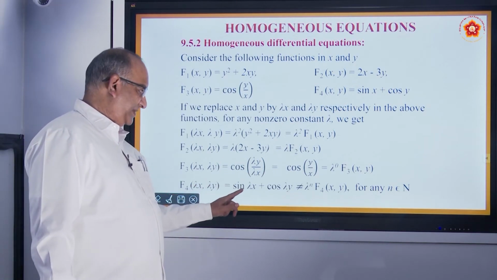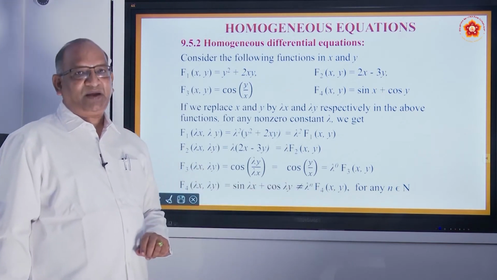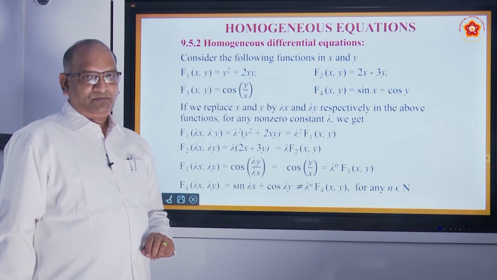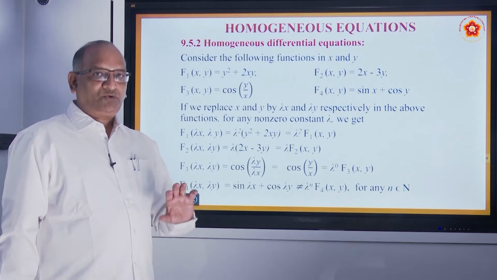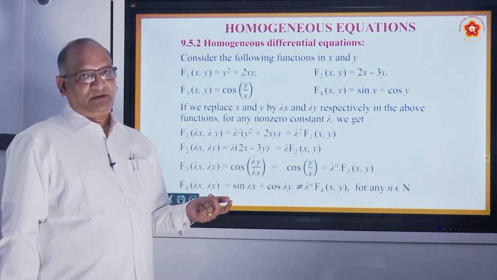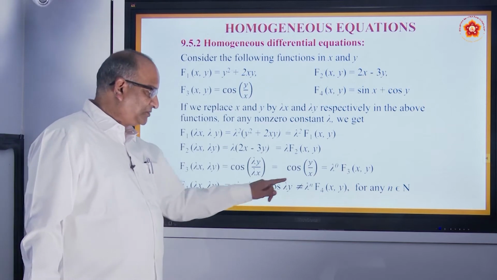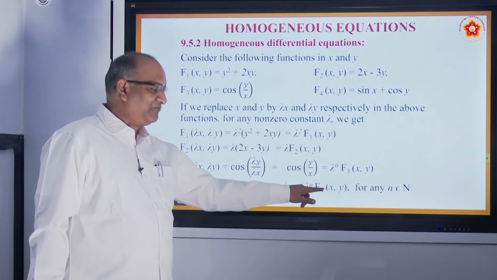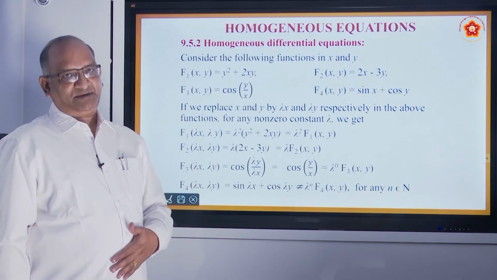When we do this, can we write it as lambda to the power n f4 of xy? No. Because we know that sin 2x is not 2 sin x. Cos 2x is not 2 cos x. So we cannot write like this. Since we cannot express this as lambda to the power n f4 of xy, it is not a homogeneous equation.